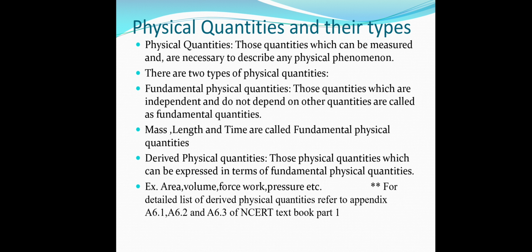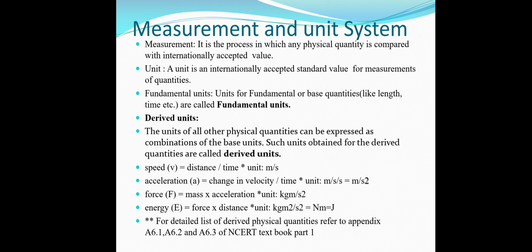And derived physical quantities are those physical quantities which can be expressed in terms of fundamental physical quantities. Examples: area, volume, force, work, pressure, etc. are derived quantities. For the list of derived physical quantities, refer to books.